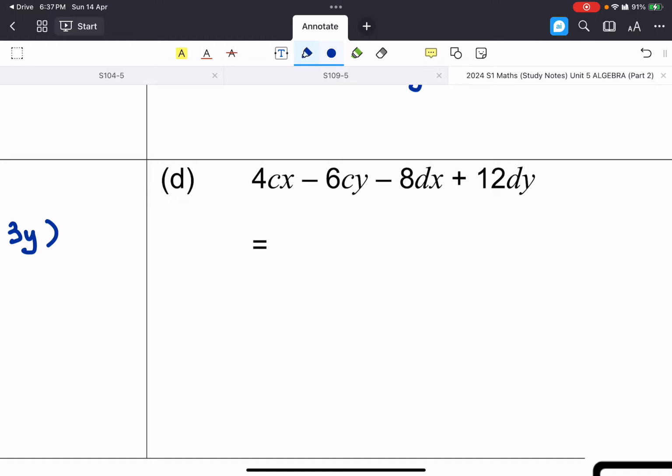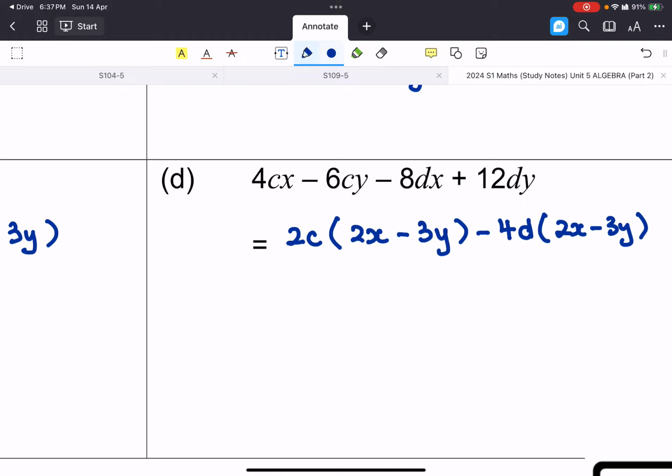Right, so this is the next scenario. Again, I look at this and I say, okay, I could extract out 2c from the first group. So I'm left with 2x, right, minus 3y. Now in the second group, I can extract out negative 4, right? So negative 4 and d as well, okay? So when I do that, again, I get 2x minus 3y.